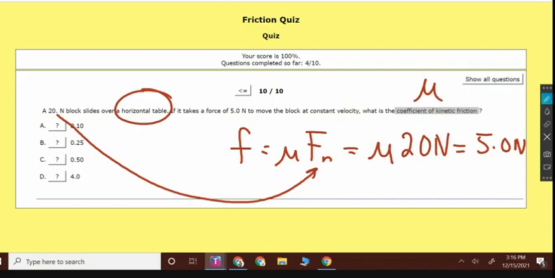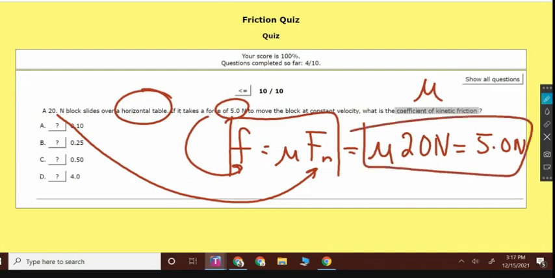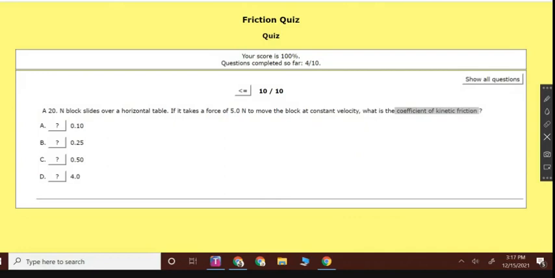Can I X this out yet? Not yet. Go ahead. So I'll break it all down again for you. If I want to find the coefficient, I pull out the equation. I need the normal force and the friction to get the coefficient. The friction I got because of what we said before, constant velocity. The horizontal table, the 20 newtons, that is the normal. And now I can solve. I have an equation to solve for mu. I divide both sides by 20. 5 divided by 20 is 1 over 4, and that's 0.25. You got it right.